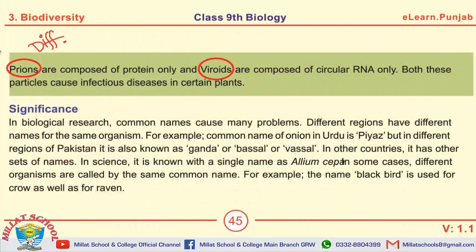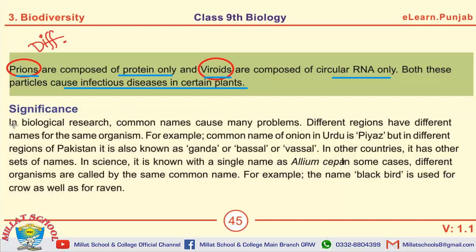On the next page, we will discuss some MCQs. The first MCQ is from the definition of prions. Prions are composed only of protein, and viroids are composed of circular RNA only. Viroids and prions can cause infectious diseases in certain plants.